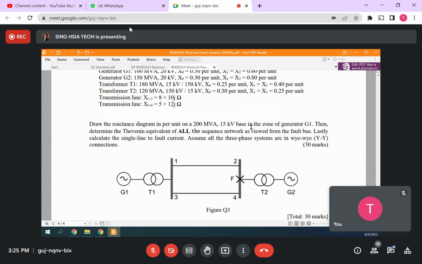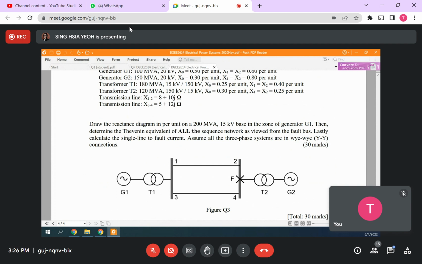Draw the reactance diagram in per unit on a 200 MVA, 15 kV base in the zone of generator G1, and determine the Thevenin equivalent of all the sequences as seen from the fault bus. Then calculate the single line to ground fault. Assume all the three-phase systems are in YY connection. So YY connection means you draw exactly like this: transformer, generator, transformer, line in parallel, then transformer 2, then G2, the generator 2 impedance.